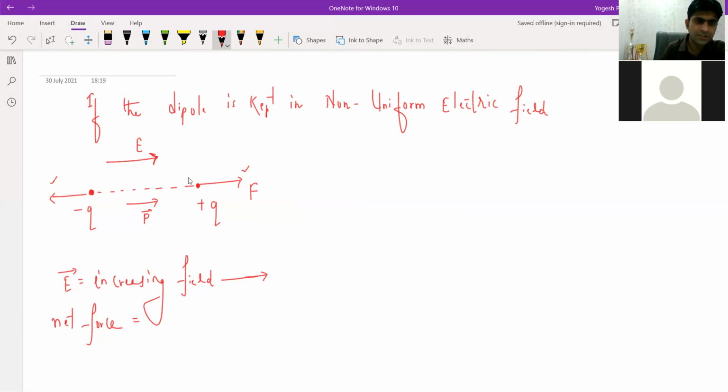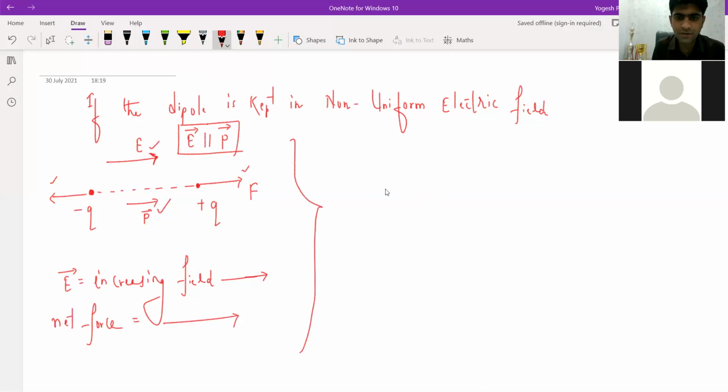This is the case in which electric field is parallel to electric dipole moment. This is case number 1, and this electric field is increasing in the right hand direction. So now in this case, what will be the direction of net force? It should be towards electric field. Yes, towards increasing field. See, if you see here, the field is increasing, and the dipole moment is also in the same direction. So we can say that net force will act towards right.